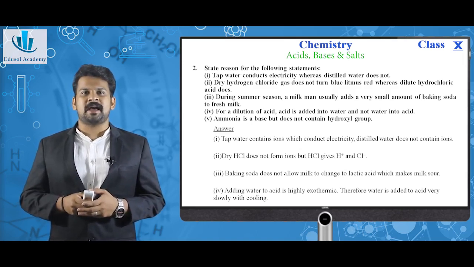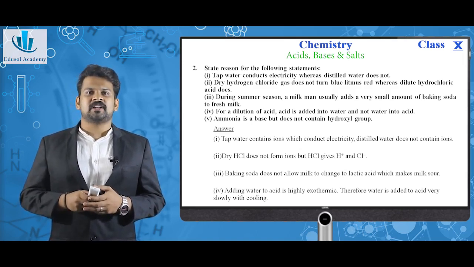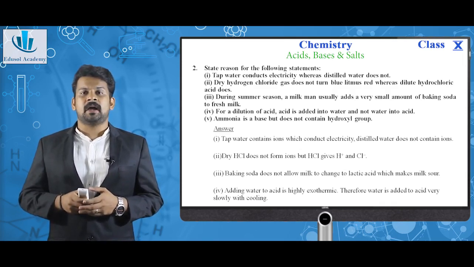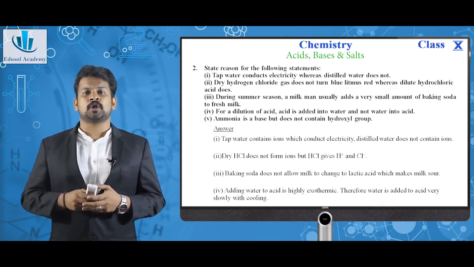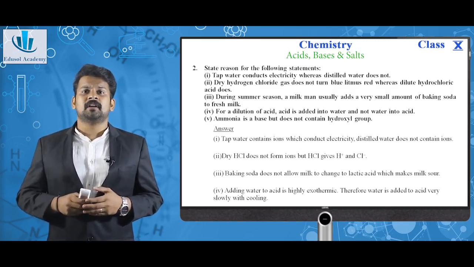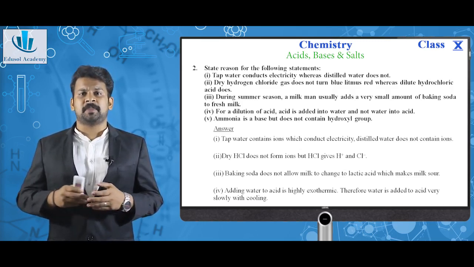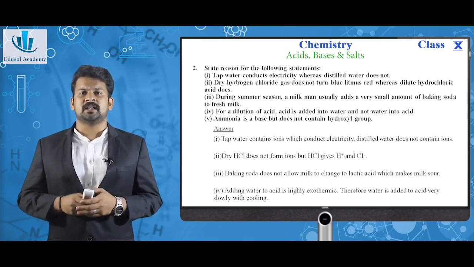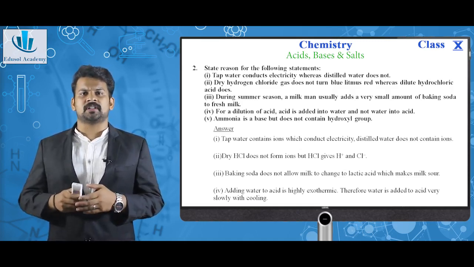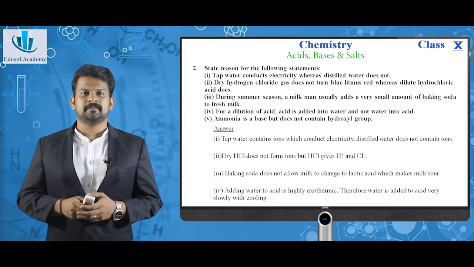For a dilution of acid, acid is added into water and not water into acid. This is because adding water into acid is a highly exothermic reaction that may even lead to a dangerous situation. So this is avoided and acid is slowly added to water with constant stirring.